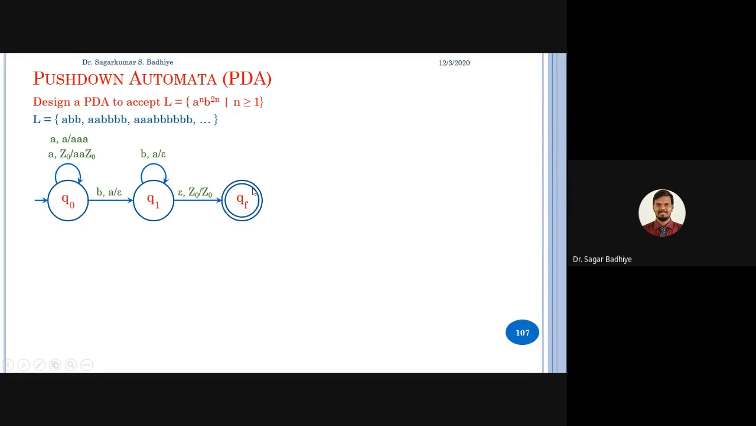Now, if you want to accept it with empty stack, just instead of this Z0, make it epsilon, and you can keep it as QF or you can make it a non-final state. Right? Is this clear?